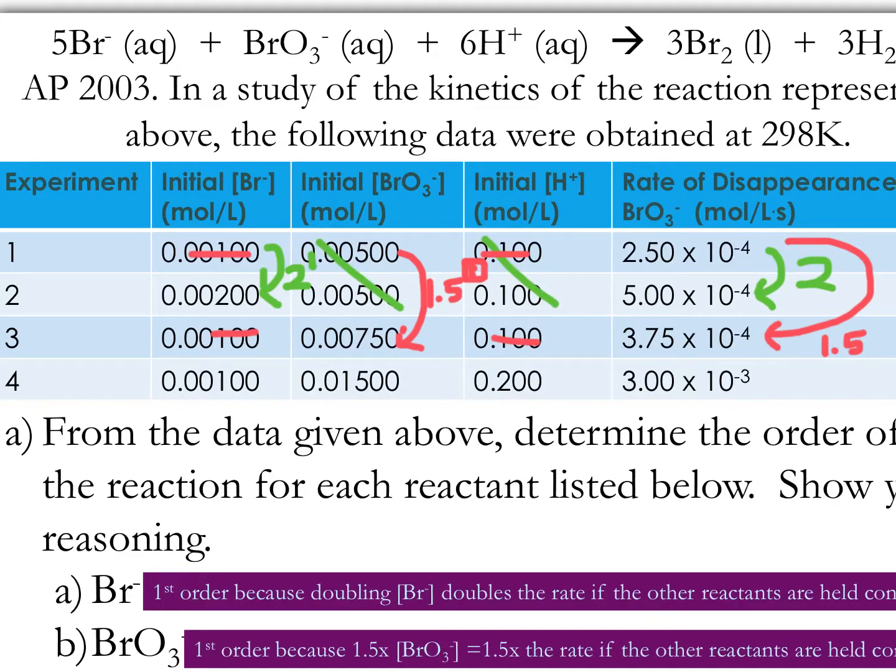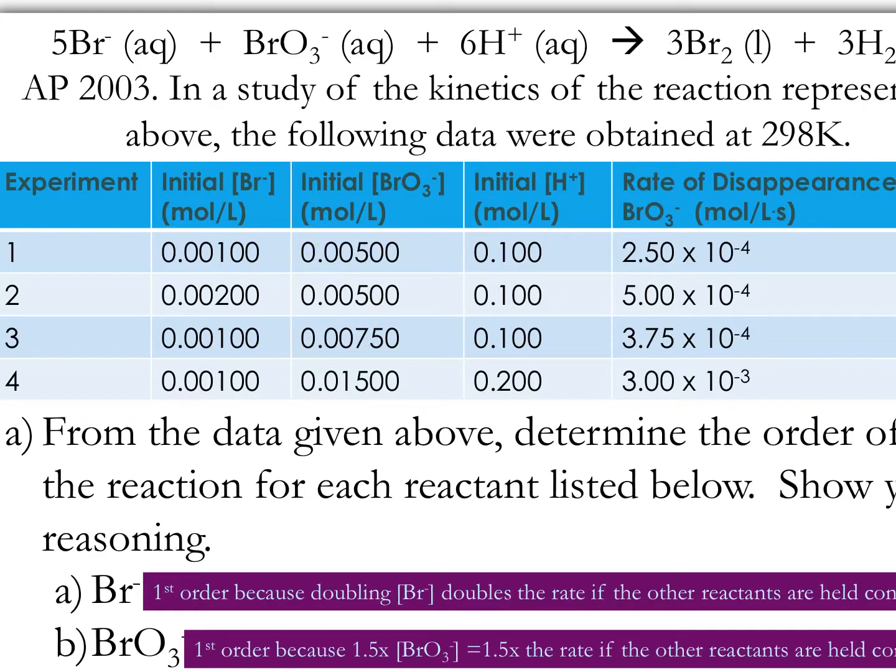Now for the hydrogen ion. The problem with the hydrogen ion is there's not a time when hydrogen is doubled and nothing else changes. Which means we're going to have to find something new to look at. And what we're going to do is, because we know that these two are first order, we're going to have to take this change into account first before we look for any new change. If we didn't know the order of the other compounds, you couldn't do this.